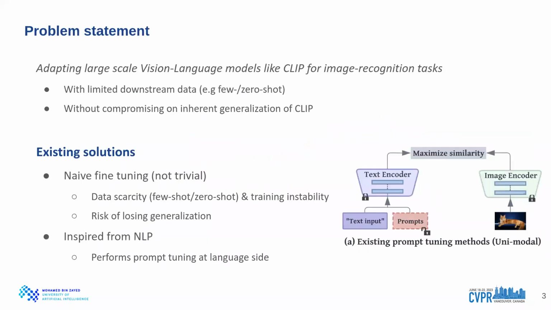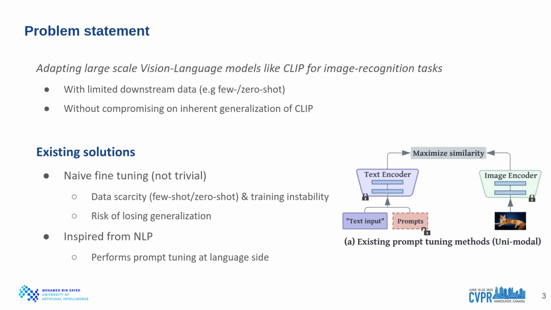In this work, we address the challenge of effectively adapting CLIP for downstream image recognition tasks in few shot and zero shot settings while maintaining CLIP generalization. One naive way is to undergo full fine-tuning of CLIP, which is not trivial. The scarcity of data and massive size of CLIP poses risk of training instability. Also, such fine-tuning can lead to overfitting and losing CLIP original generalization performance.